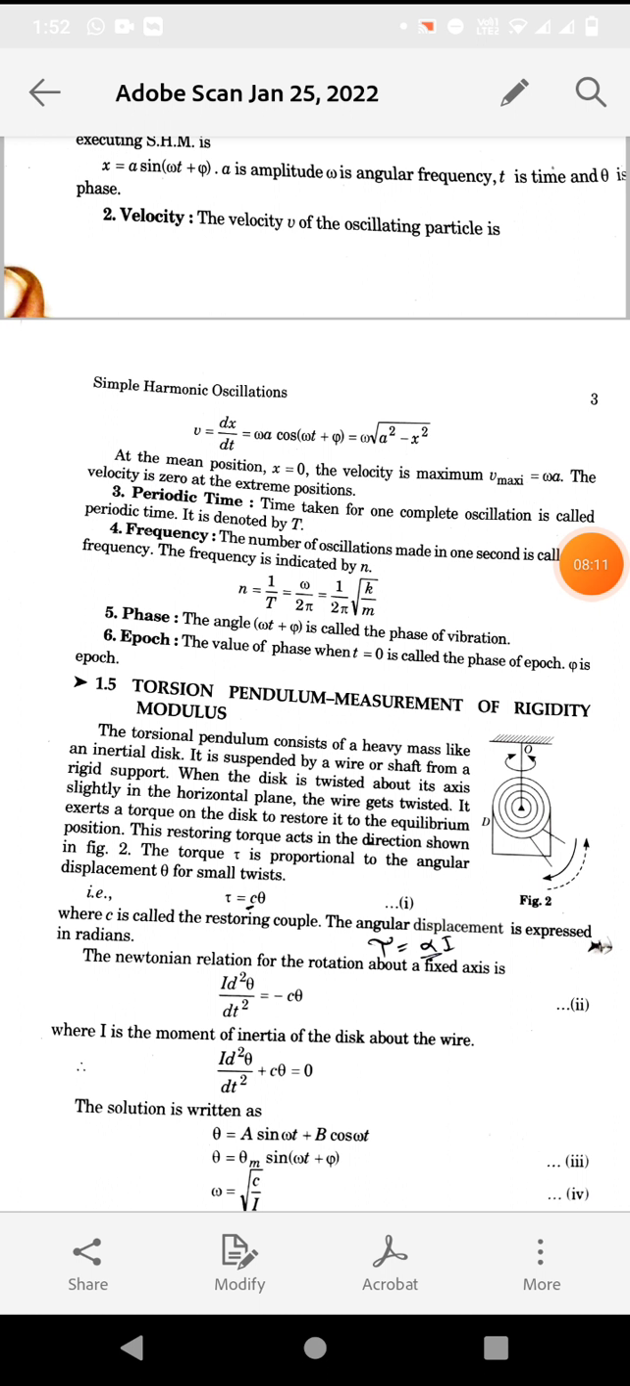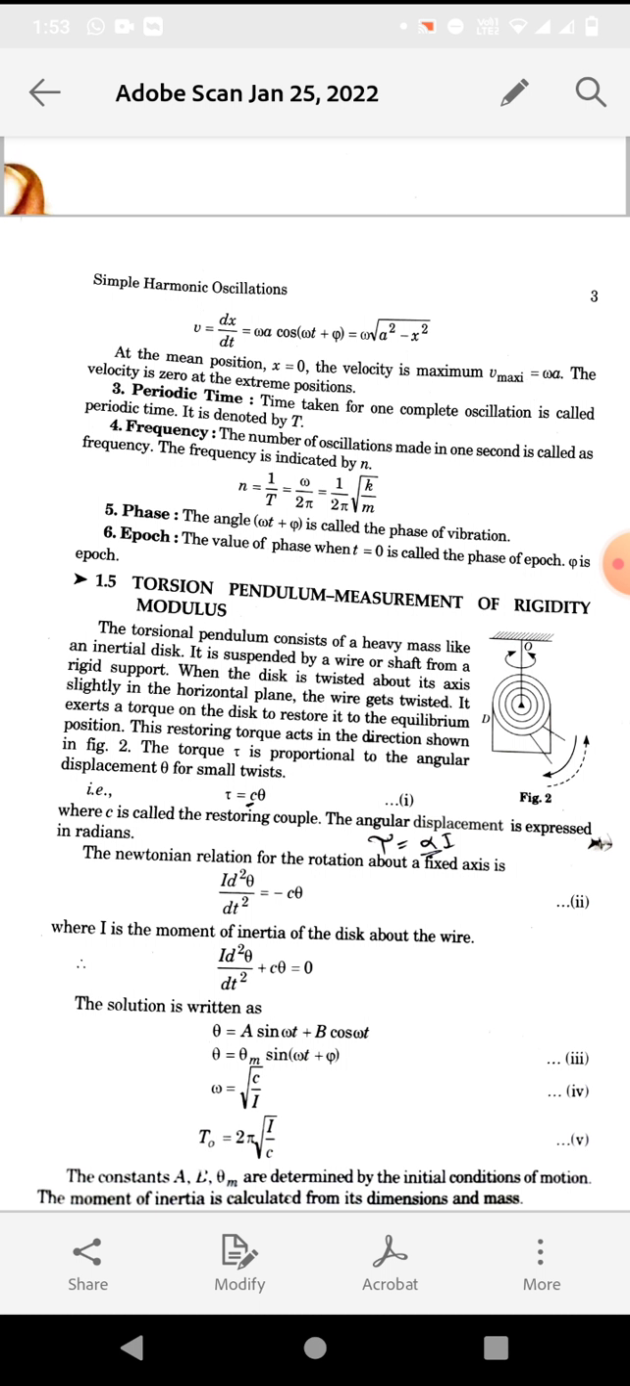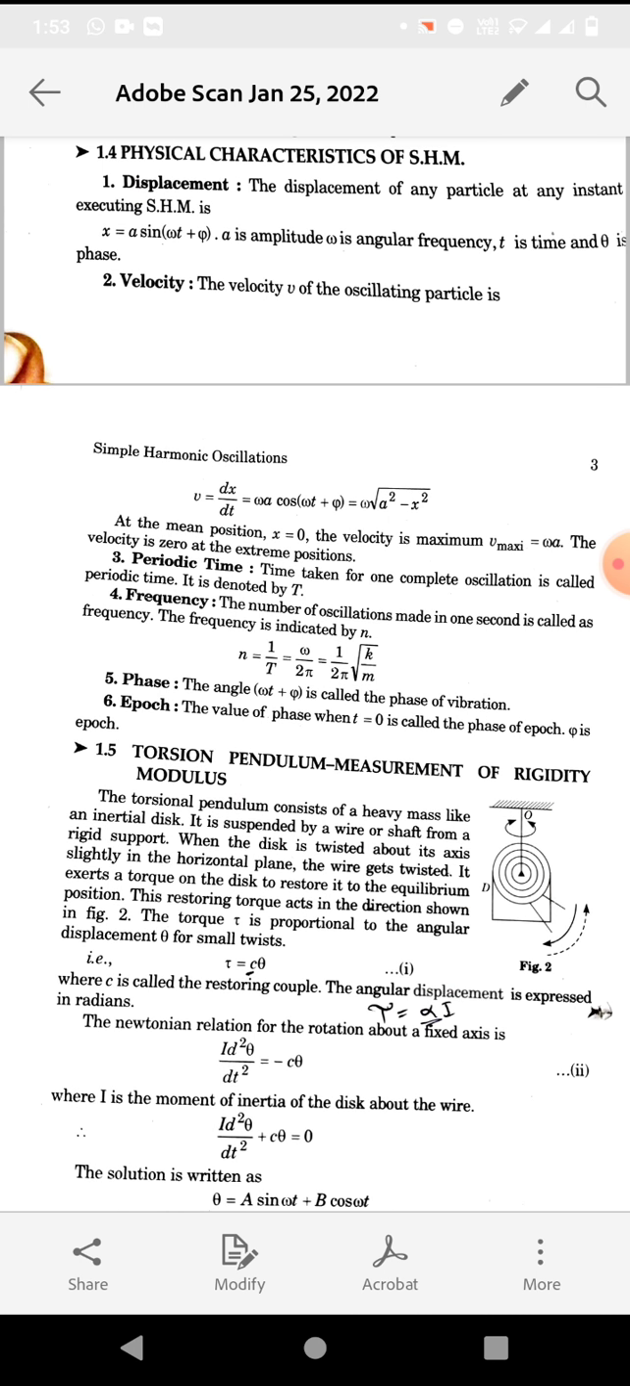What is the frequency? The number of oscillations made in 1 second is called the frequency. The frequency is indicated by n or mu or f, whatever it may be. So n is equal to 1 by T, that is the reciprocal of the time period, or omega by 2 pi. We know the omega value for the simple harmonic oscillator is equal to root of k by m. What is the phase? The angle omega t plus phi is called the phase of vibration. What is the value of phase at t is equal to 0? That is called epoch.